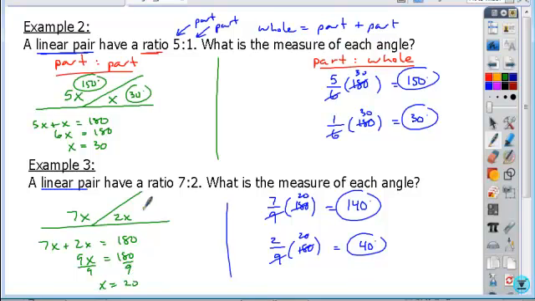When you do that, you can plug x back in. 2 times 20 is 40. 7 times 20 is 140. Hopefully you noticed we do the same exact calculations. It's just a different way of approaching it.